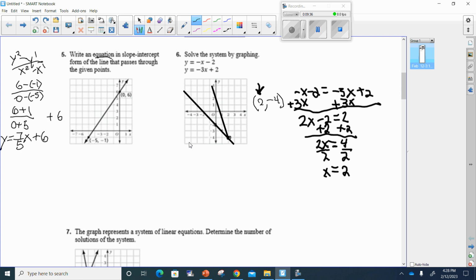Now we're going to plug it back into the problem. In either one of these, let's go with the top one. If y is equal to negative x minus 2, and we know that x is 2, that means that y is equal to negative 2 minus 2, and negative 2 minus 2 is negative 4. So y equals negative 4, and that's exactly what we have. All right, so those were our answers, 2 and negative 4.